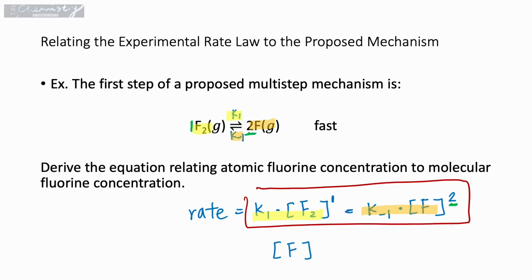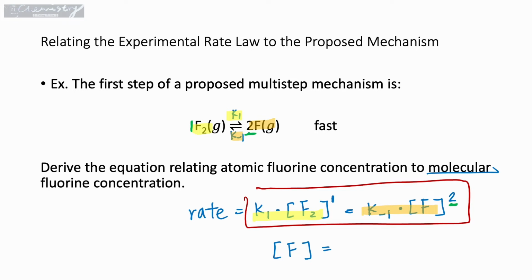sorry, I just realized I made a mistake at the beginning. Atomic fluorine should be this one, and molecular fluorine is the other one. It's the other way around. Atoms are by themselves, and molecules are the diatomic molecule. I don't know how I mixed that up at the beginning.